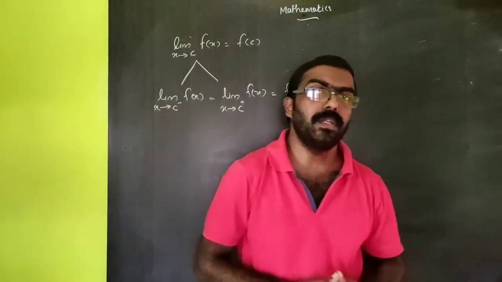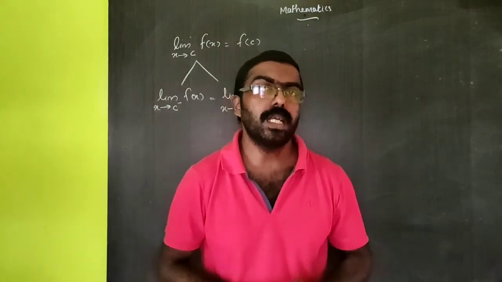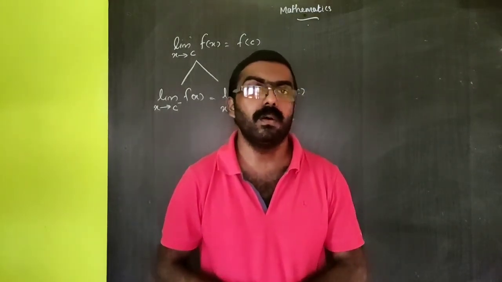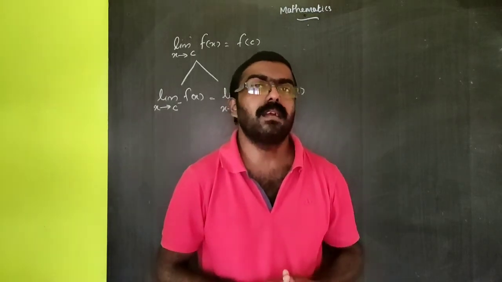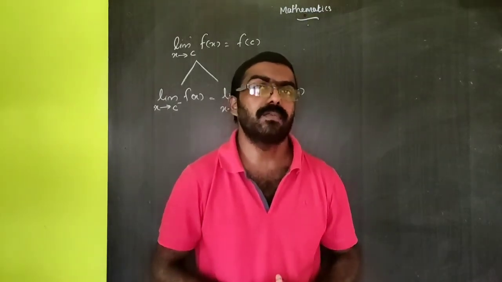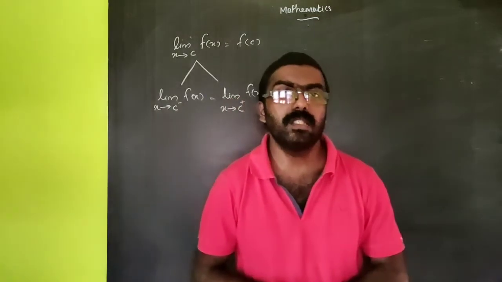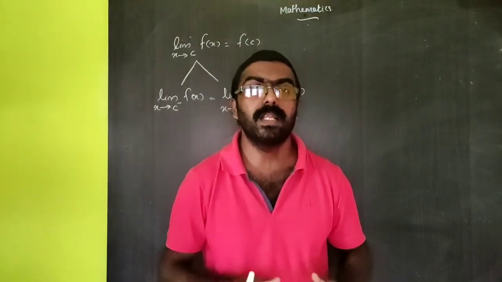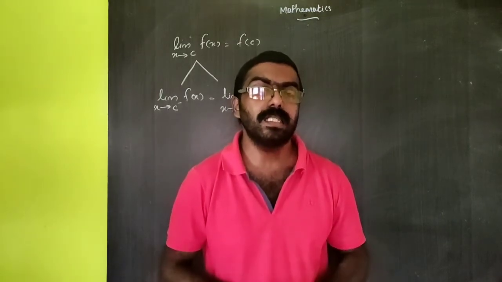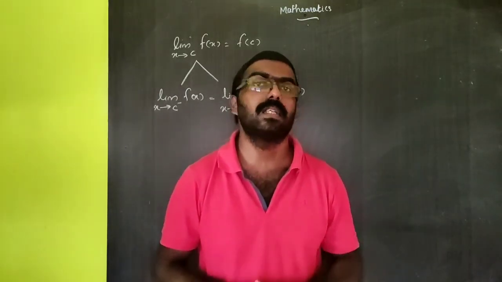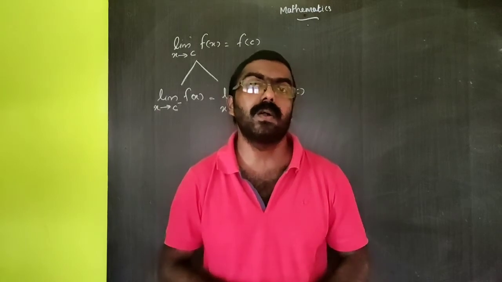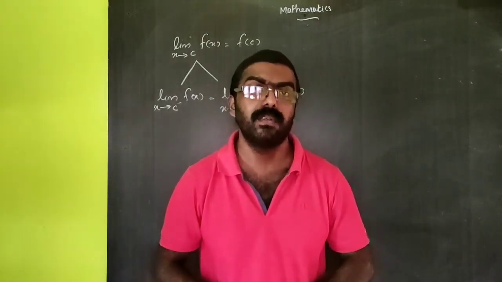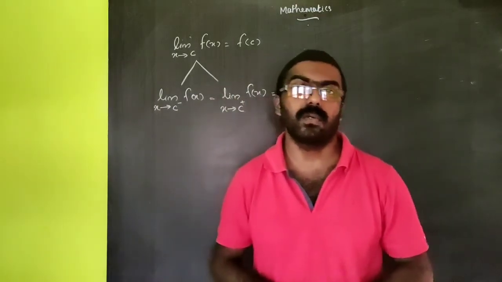Geometrically, continuous means we can draw the graph of the function without lifting the pen from the paper. There will be no break in the graph of a continuous function. And if a function is not continuous at the point x equal to c, then we say the function is discontinuous at x equal to c, and c is called a point of discontinuity of f. Now we can consider an example.